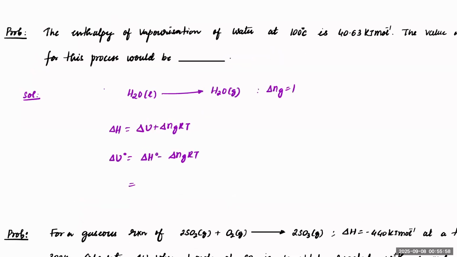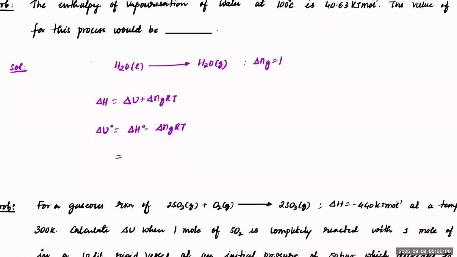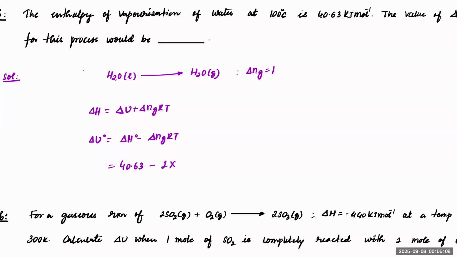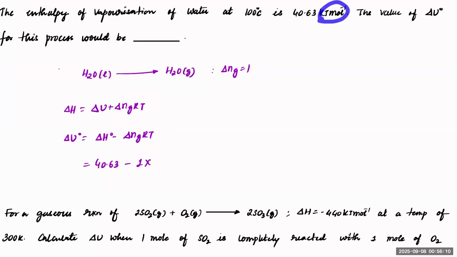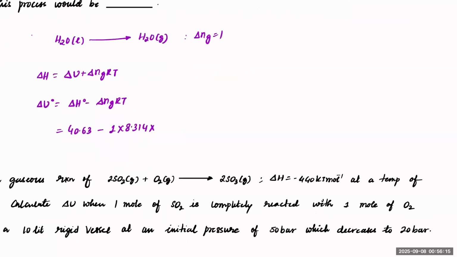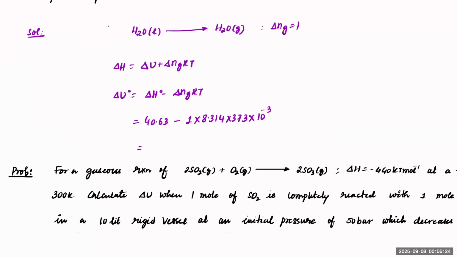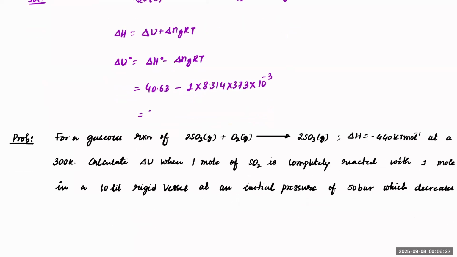Now delta H naught will be equal to 40.63 minus delta Ng, which is 1, into R, because this is in joules, so I'll make this also into joule units, into temperature, which is 373 kelvins. But this is only in joules and I need it in kilojoules, so 10 raised to the power of minus 3. This is what you are supposed to get. On solving it, you will get 37.5 kilojoules as the value.